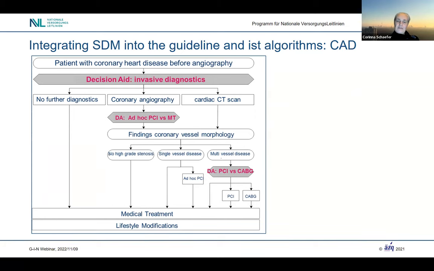And the last one is when you have a multivessel disease and you have an indication for revascularization, you offer the decision aid comparing bypass versus stents. So this is in the algorithm, and it's not only in the algorithm, but we have also developed decision aids that are provided with this guideline.